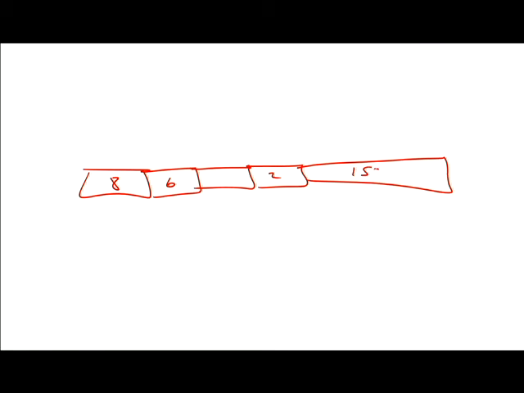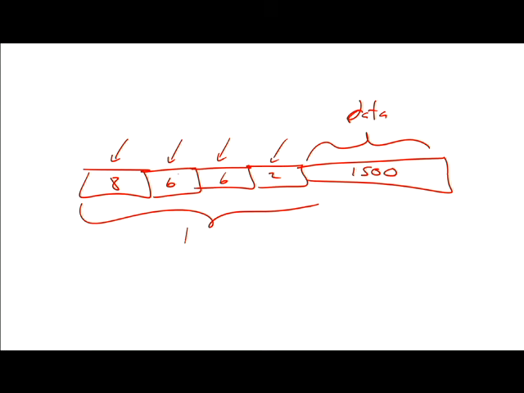So what you've got: 8 bytes, 6 bytes, 6 bytes, 2 bytes, and then 1,500 bytes. So you've got the 10101010, and then the last one of 11. You've got the MAC address, right? And then you have the type, the CRC check, and then the data. So this last one is the biggie. But all this is a header.